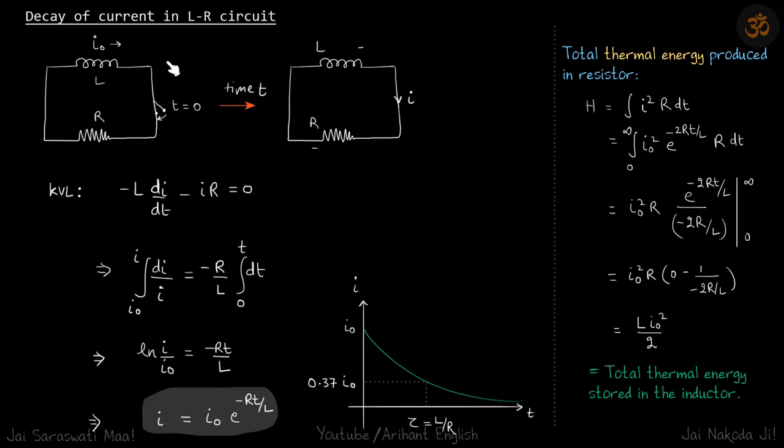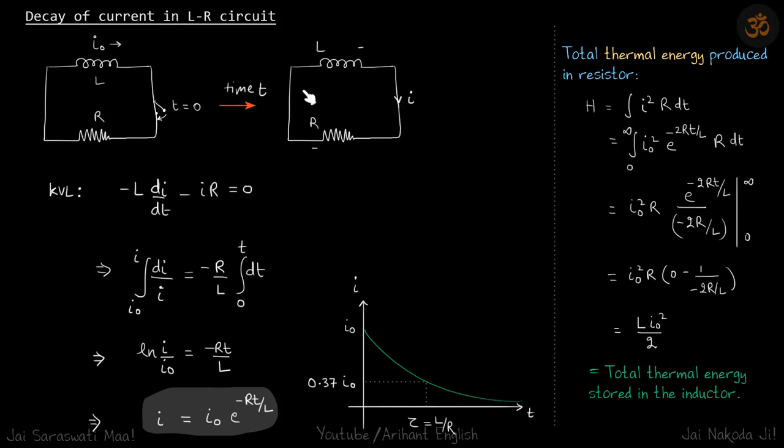Let's say this circuit was going somewhere and it was having an I naught current at a moment, and at t is equal to 0, this switch breaks that circuit and connects the inductor to a resistor. So again, at time t is equal to 0, we just have an inductor which already has I naught current going through it, and we have connected it to a resistor. So in time t, let's say current becomes I.